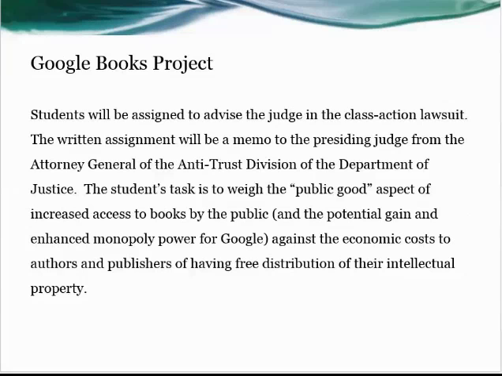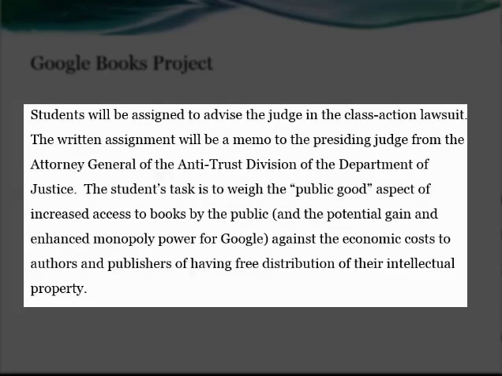And so in this kind of a project, what you could do is students would be assigned to advise the judge in the class action lawsuit. And the written assignment would be like a memo to the presiding judge from the Attorney General of the Antitrust Division of the Department of Justice. The student's task is to weigh the public good aspect of increased access to books by the public and the potential gain in enhanced monopoly power for Google against the economic cost to authors and publishers of having free distribution of their intellectual property.